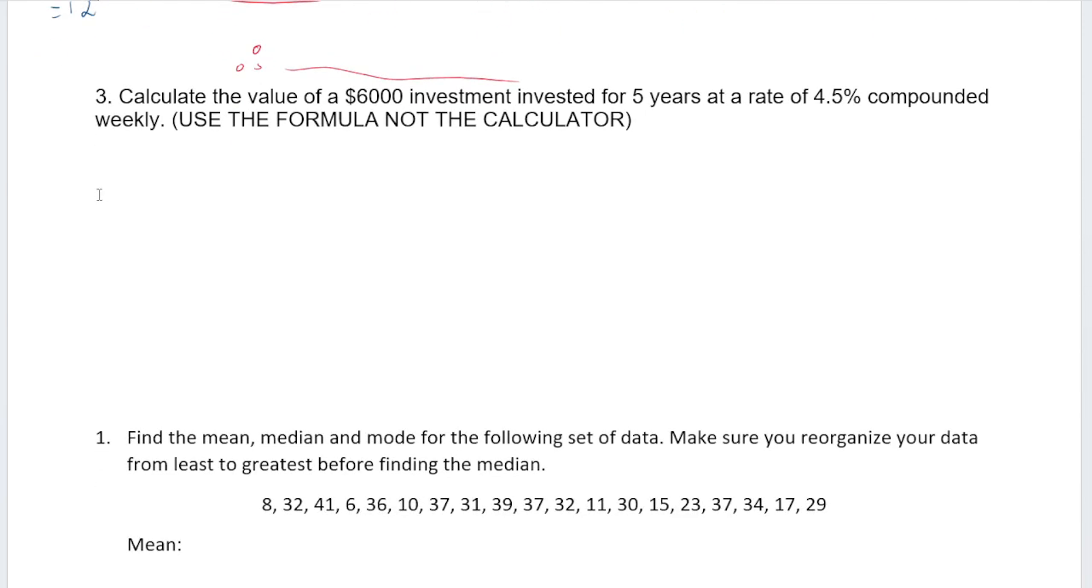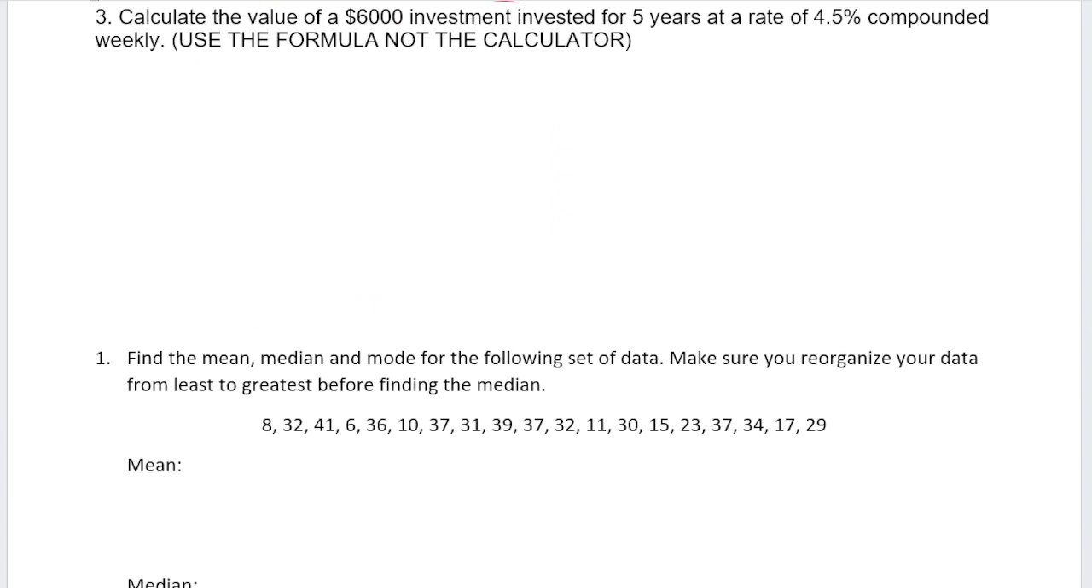All right. We have a $6,000 investment invested over 5 years at a rate of 4.5% compounded weekly. Same thing as the previous question. So FV is equal to PV times 1 plus I to the N. So I, our rate, is 0.045. Then it's weekly, so that's over 52. Wow, this is going to be a terrible number.